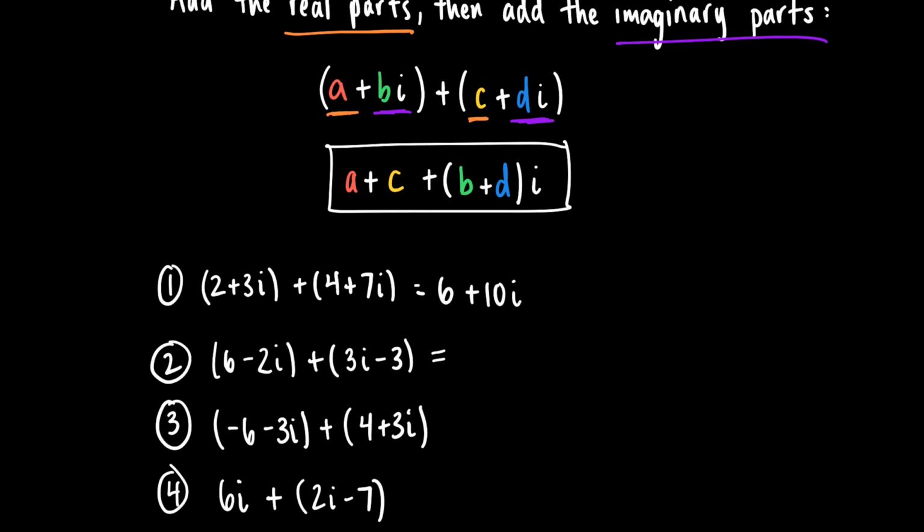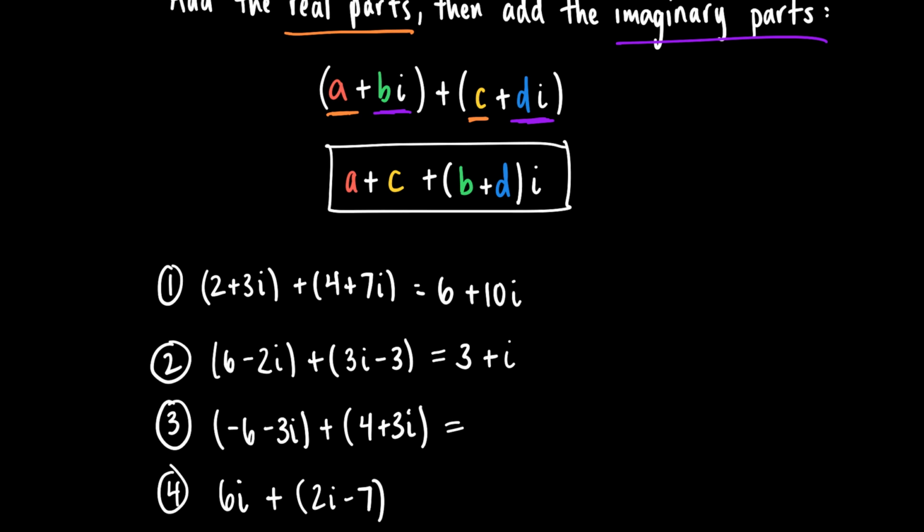How about 6 minus 2i plus 3i minus 3? Some of you are going to say that's not a complex number, and I say, sure it is. It's got a real part, negative 3, and then it's got an imaginary part, plus 3i. Sometimes they're written differently, but it's still a complex number. All right, so if you take the real parts, 6 and negative 3, that gives you 3. And if you take negative 2i plus 3i, that gives you plus 1i. I'm just going to write plus i there.